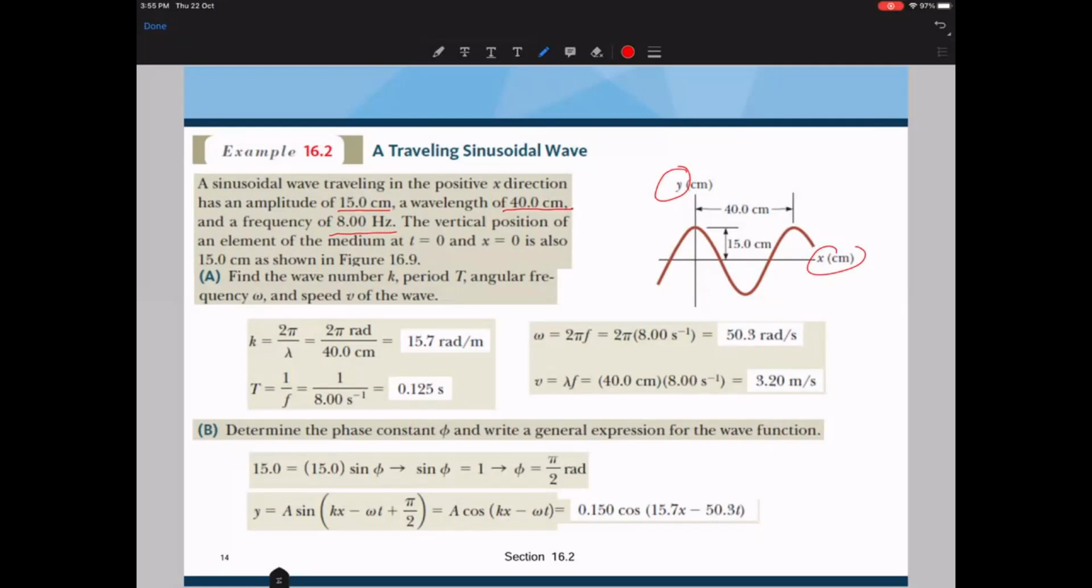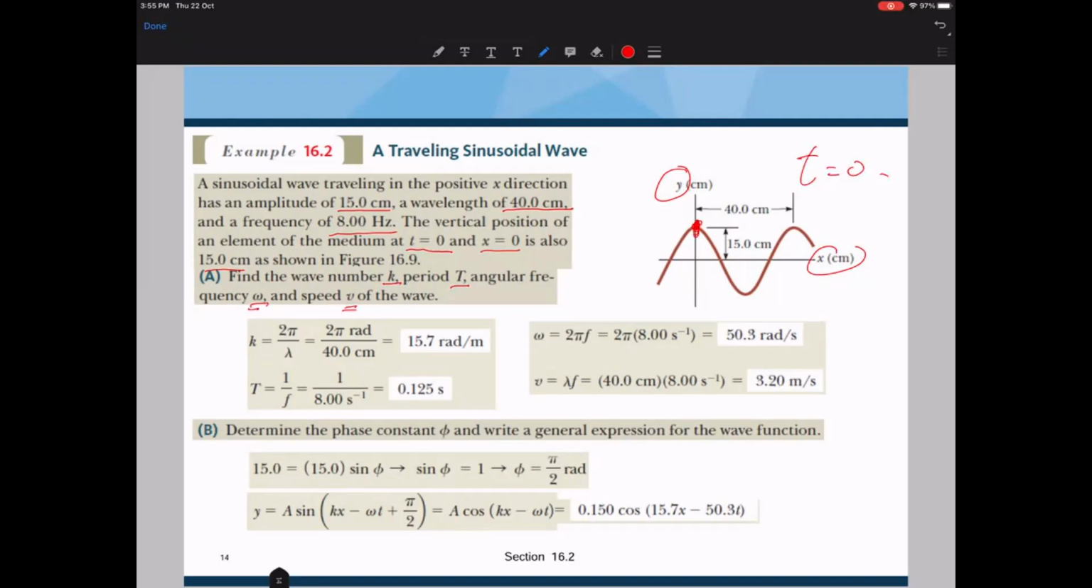Now, the position of an element at t equals 0 and x equals 0 is equal to 15 cm. So just like the graph shows, at t equal to 0, the particle at location x equal to 0 is displaced by 15 cm. That is basically the maximum displacement in the positive y direction. So now you have to find out what is k, T, omega and the speed of the wave.